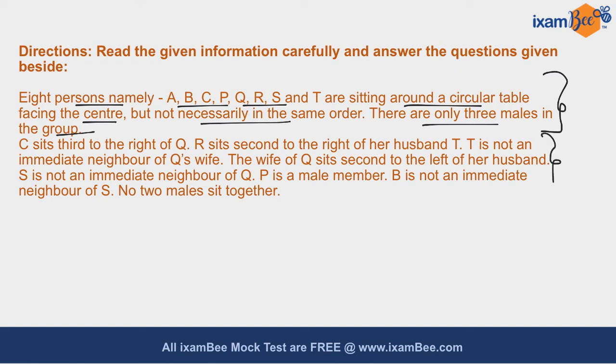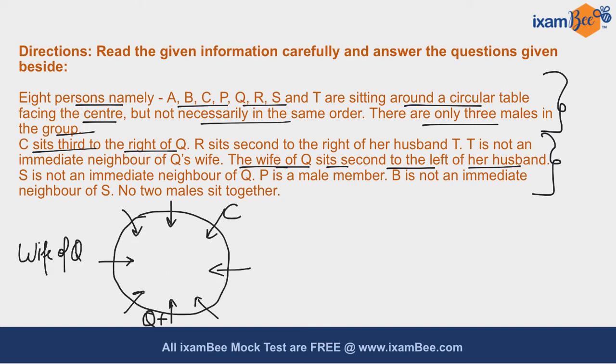You have to read these directions also in order to find the correct arrangement. So let us comprehend these directions one by one. Now it is given to you that C sits third to the right of Q, and you also know that the wife of Q sits second to the left of her husband. That clearly means that Q is a male member because the wife of Q sits second to the left of her husband.